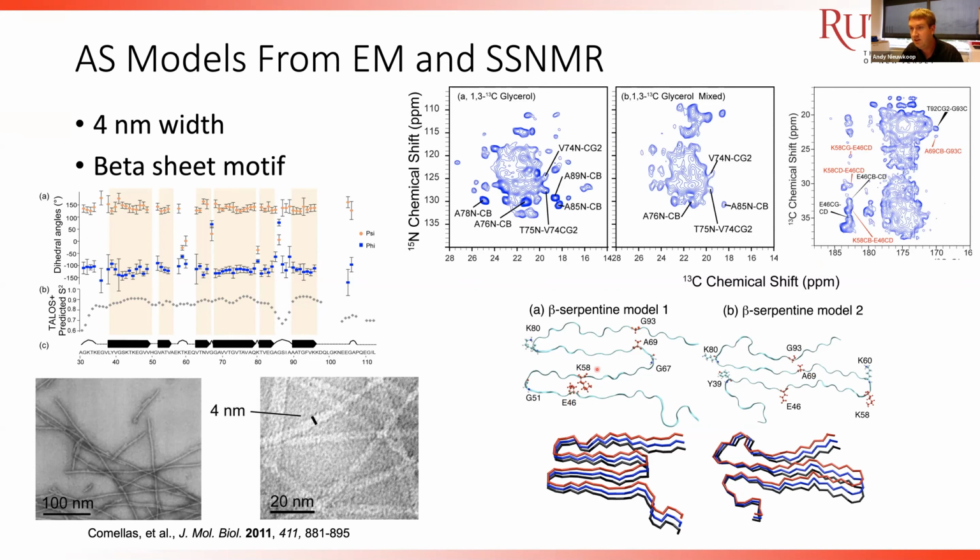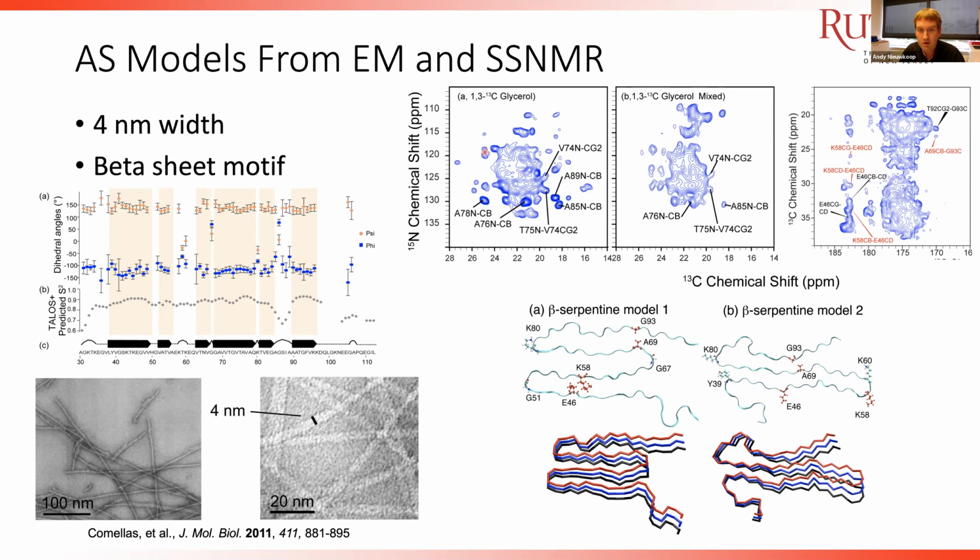It is definitely not right, because it has sheets where there's supposed to be turns. What happened eventually was that this K was not 58 at all. It was actually K80. The other thing I will point out here, just for retrospectives, is that what I'm showing here are the mixed samples, which prove that it's a parallel in-register beta sheet.